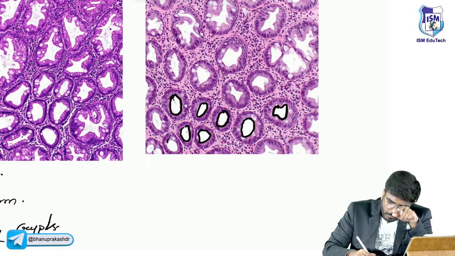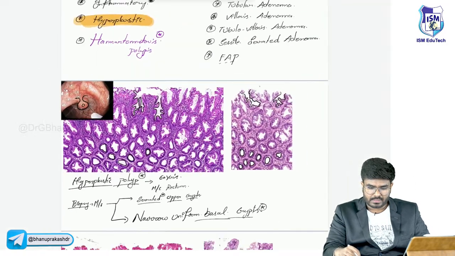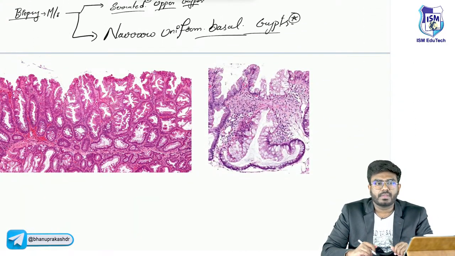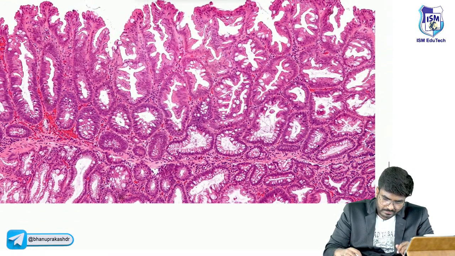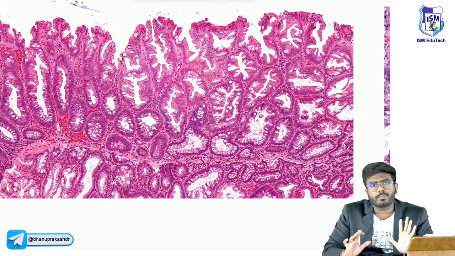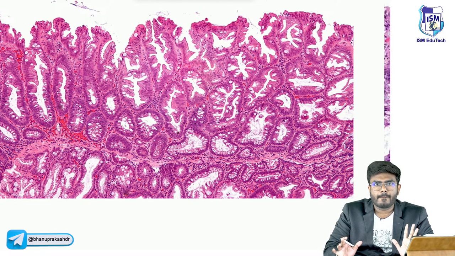Okay, uniformity is there. Okay, done, sir. So this is how you have to identify. Now, next. For example, look at this image. So this is also a polyp.